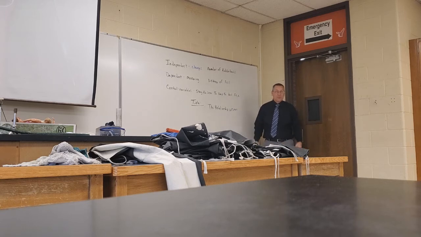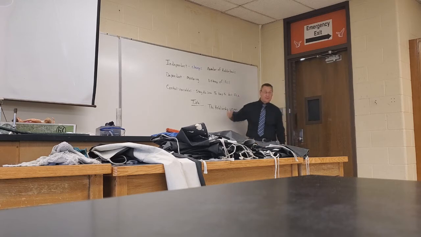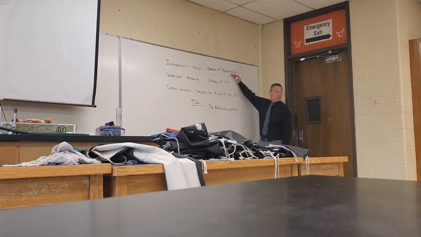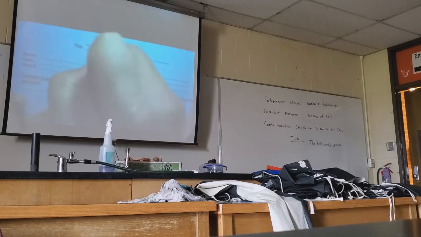Now what we want to know the relationship between is the independent and dependent variable. So our title is going to be the relationship between number of rubber bands and distance of fall. You will be typing up your final draft. That's a good thing because the computer is going to do all your math for your graph for you.